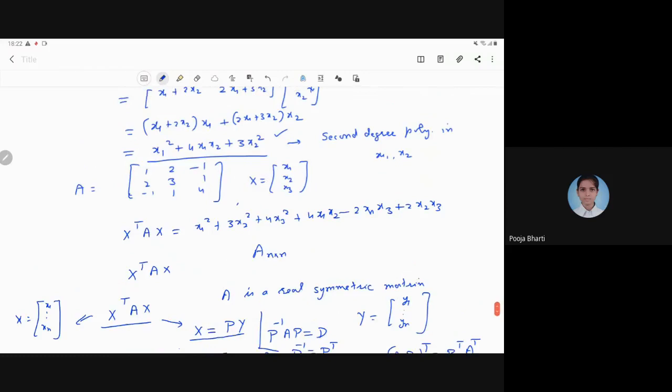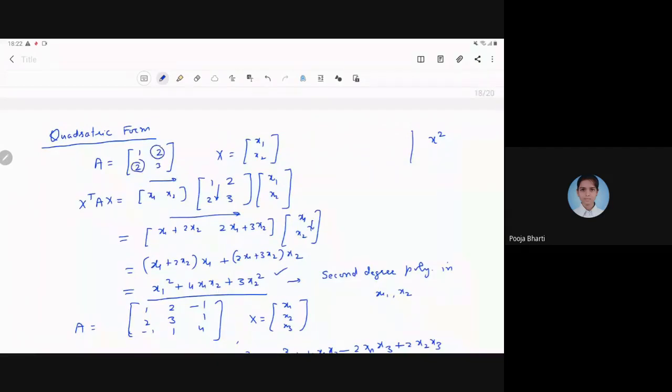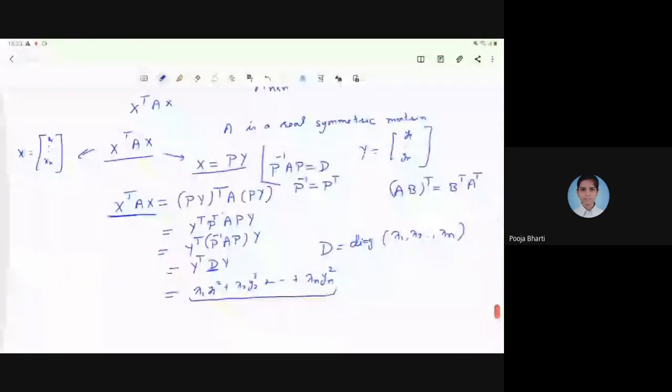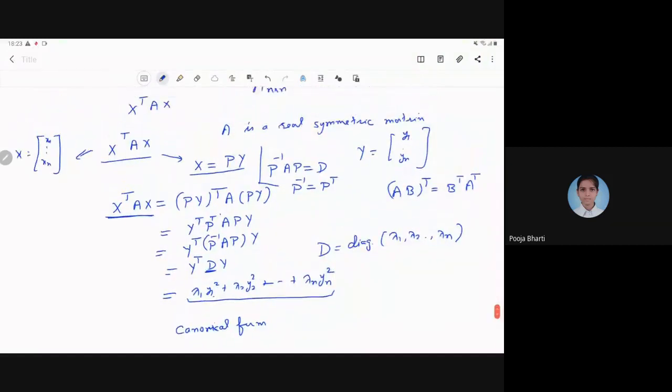In this calculation, for example, in this matrix, if I choose 0, 0 here, you can see from here the output will be x1 square plus 3x3 square, correct? Okay, same way, because it is diagonal, you are left with this form. This is called the canonical form of the given quadratic form. So using the transformation x equal to Py, you can convert the quadratic form to the canonical form. Canonical form means it carries only the squared terms, no cross terms. You can also call this the diagonalization of the quadratic form.